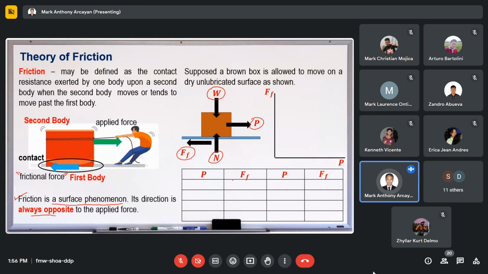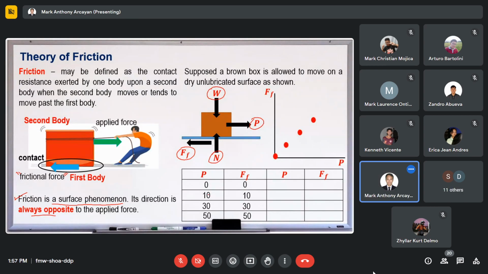Ato gi-tabulate ang values sa atong applied force versus the frictional force. Now, kung wala ba tay gina-apply nga force, it's very obvious nga magstay ra as is ang ato ang brown box. If our applied force P is 0 unit, then ang ato ang frictional force is 0. So meaning, ang atong first data point is at the origin. Then, if we're going to increase this one, ato siya biraw hinahinay.